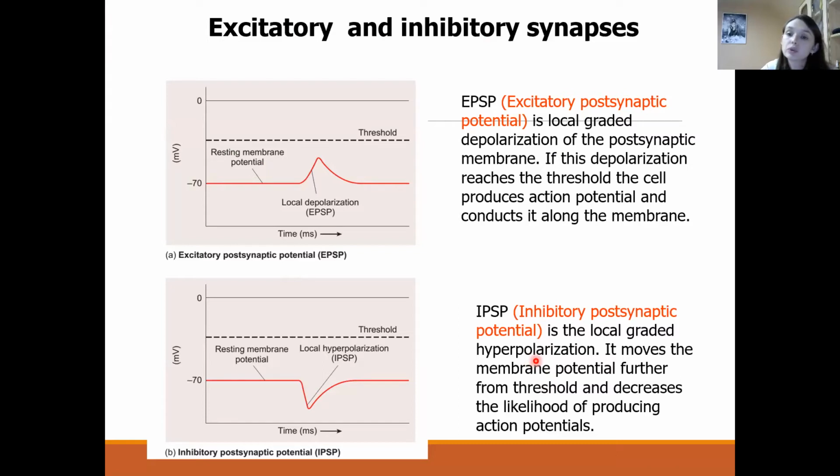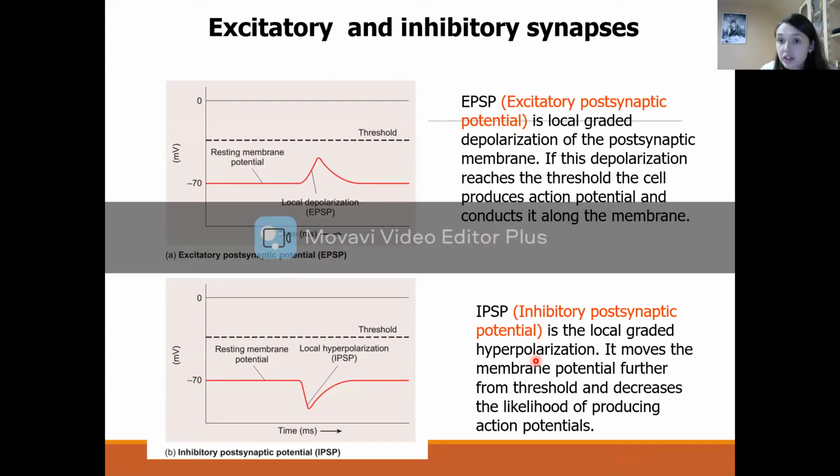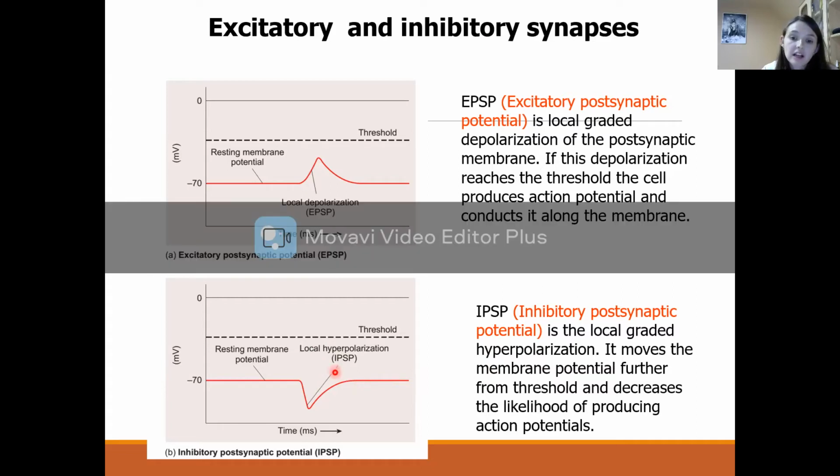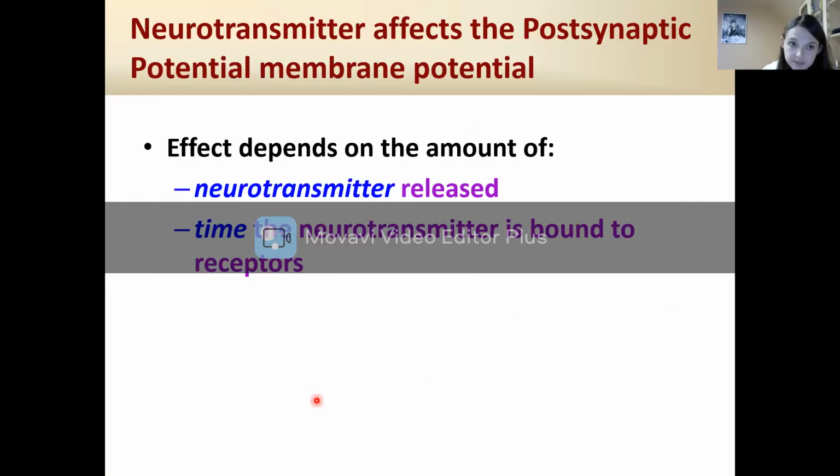What is important for you to remember is that excitatory postsynaptic potential and inhibitory postsynaptic potential are examples of graded potential. It's an example of the local response. In the inhibitory postsynaptic potential, in case of the hyperpolarization, it will move the membrane potential further from the threshold and decrease the likelihood of production of the action potential. So the nerve impulse will not be transmitted.